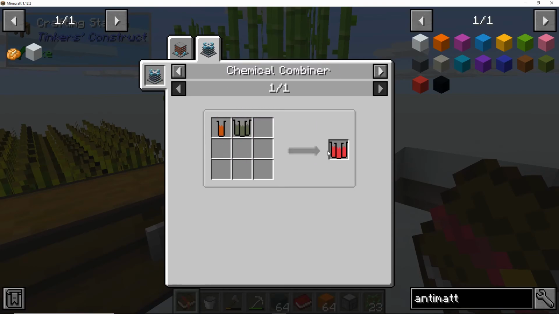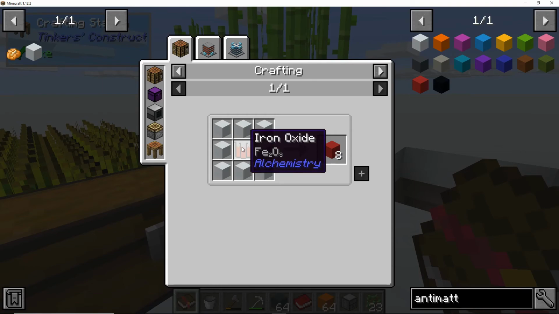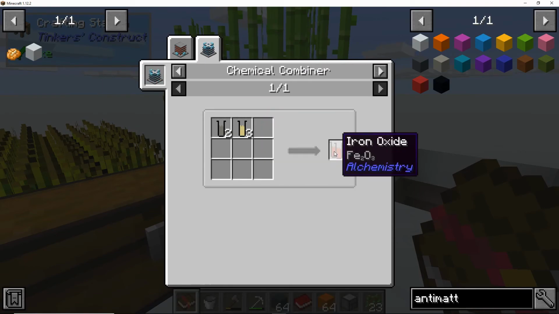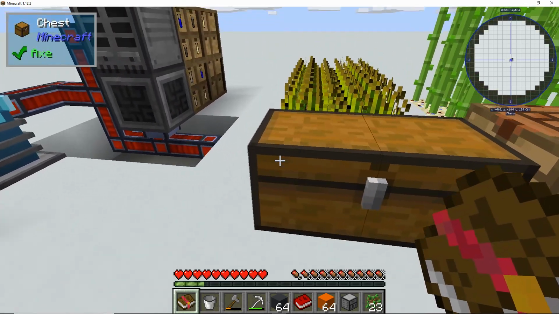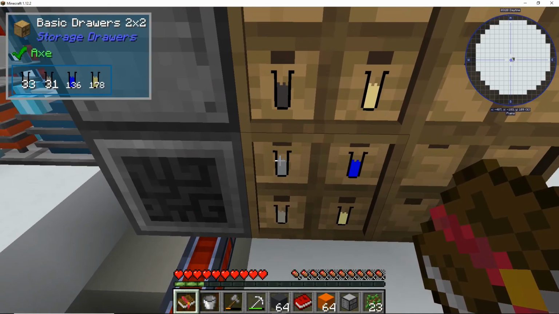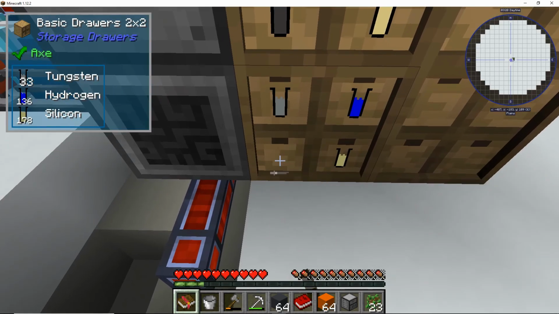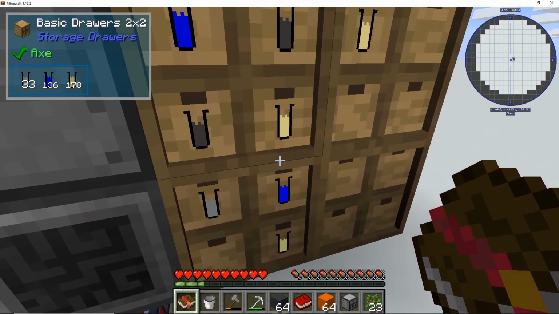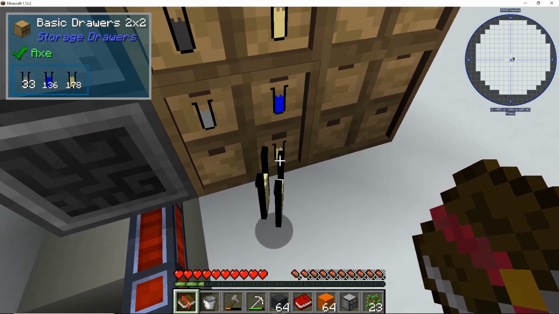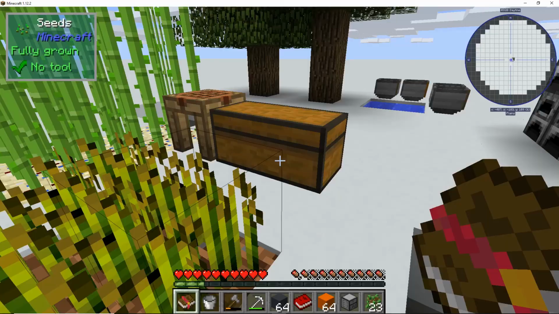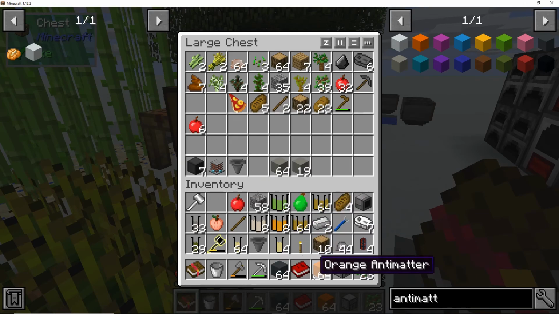Chemical combiner. Ooh. No, that's not what I want. That's the one I want. Iron oxide. 2 irons and 3 oxygen. Let's see if we can do that. Let's see. Is it iron? Okay. Iron and oxygen. Where's the oxygen? This is full. Okay. Gonna put the light gray here. And I'm gonna have to see what we can get out of those.